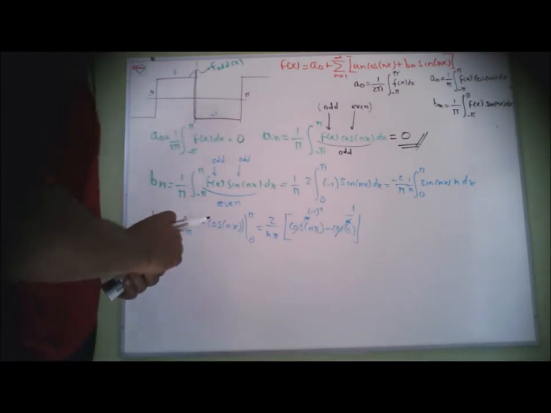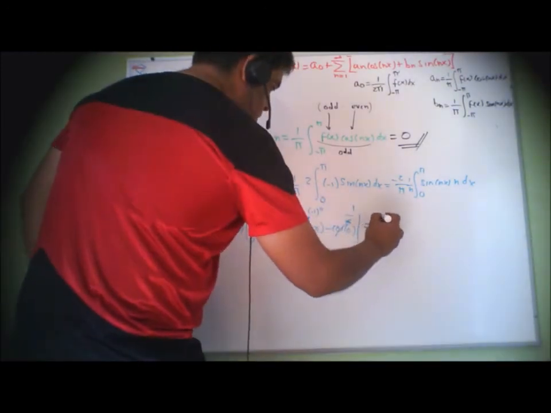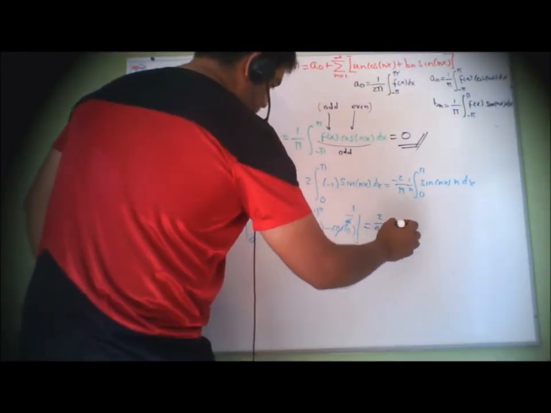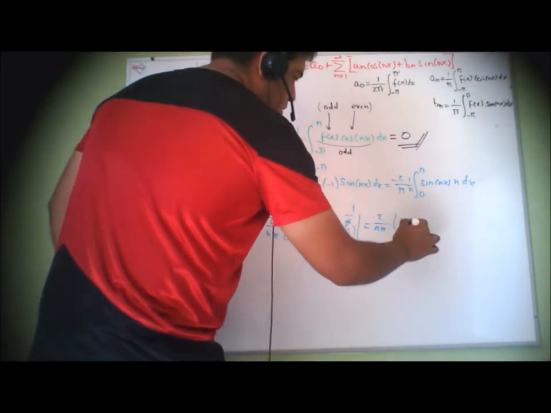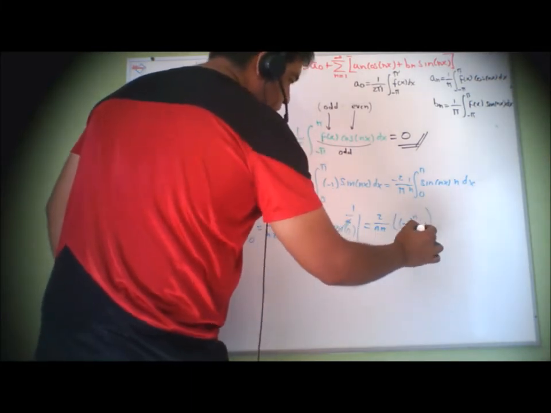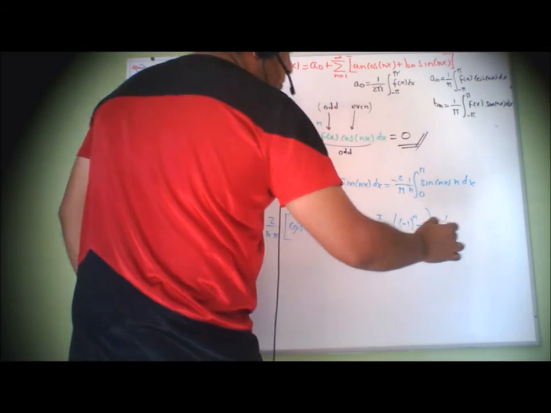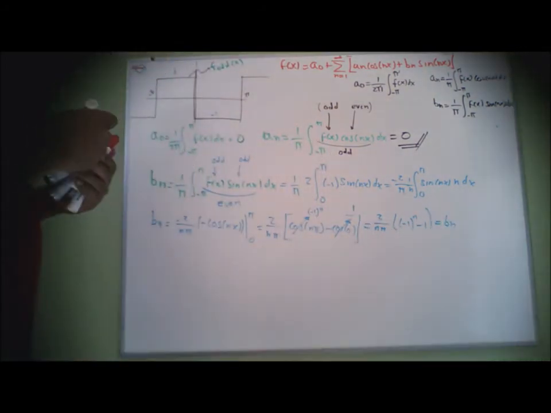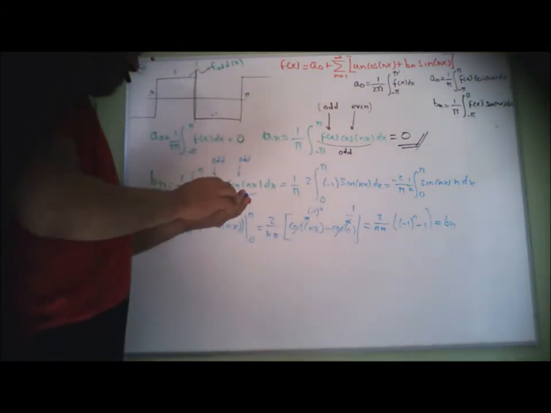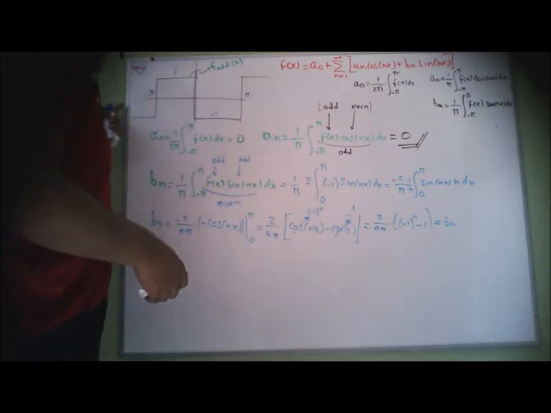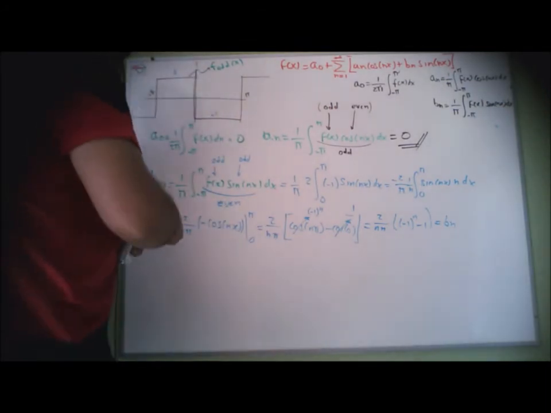Okay, so this is going to be 2 over n pi, minus 1 to the power of n, and then minus 1. And this is the Bn coefficient. Okay, so we calculated the 3 coefficients. So the Fourier series of this function is going to be something like this.